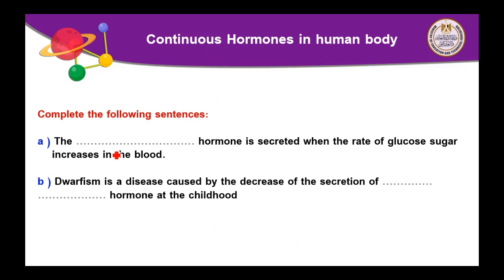Complete the following sentences. The space hormone is secreted when the rate of glucose sugar increases in blood. What is the name of this hormone? The insulin hormone is secreted when the rate of glucose sugar increases in blood. Now if I said the space hormone is secreted when the rate of glucose sugar decreases in the blood, it will be glycogen. Number B, dwarfism is a disease caused by decrease of secretion of space hormone. Of course yes, bravo, growth hormone.